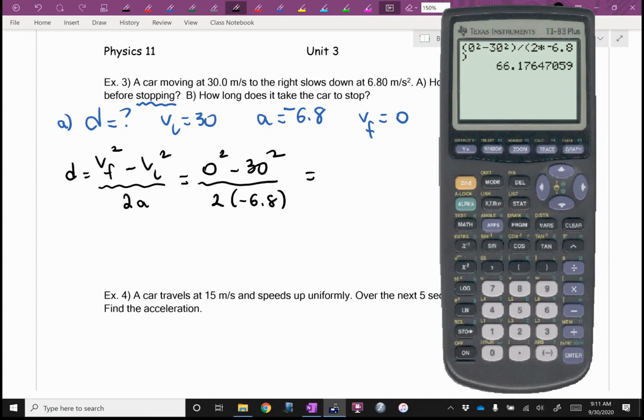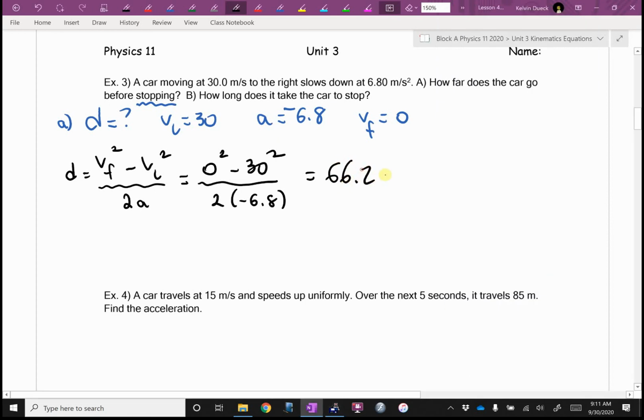66.17, 66.2. Yeah. No. It's not negative. Okay. This car was traveling forwards and slowing down and coming to a stop. When it stopped, was it in front of where it started? Better get a positive displacement. Okay. And that's going to be meters.